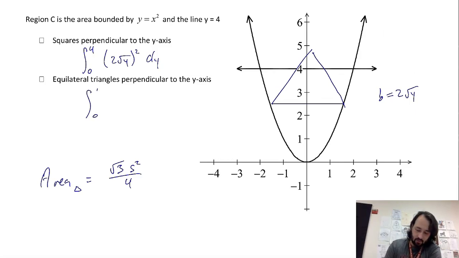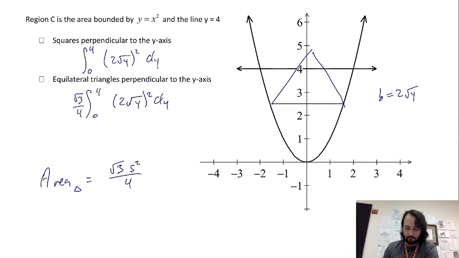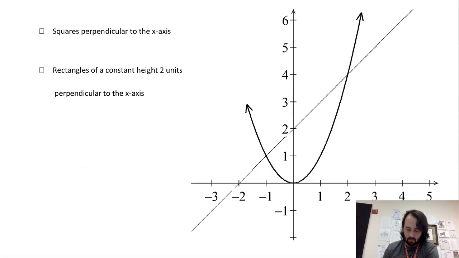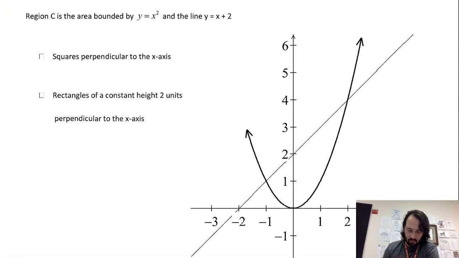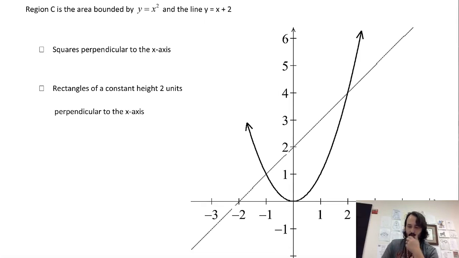So I'm still going from 0 to 4. I will factor out the root 3 over 4. Side squared would be 2 root y squared dy. Alrighty, one more. This one can be a beast, I think, if I remember correctly. Okay.